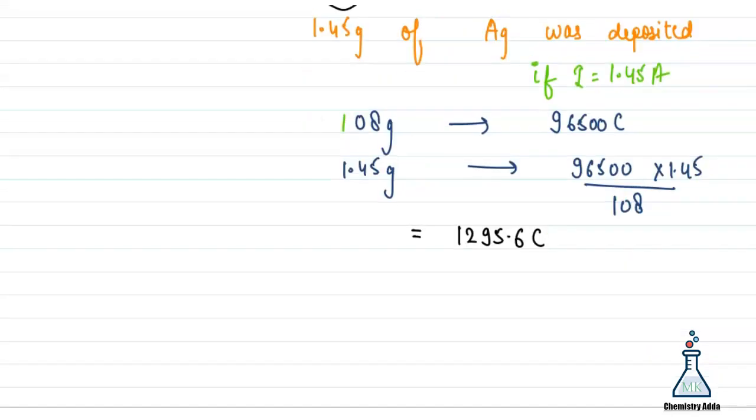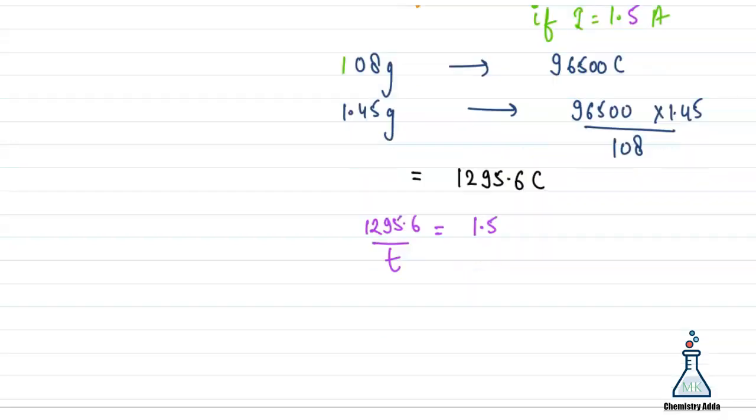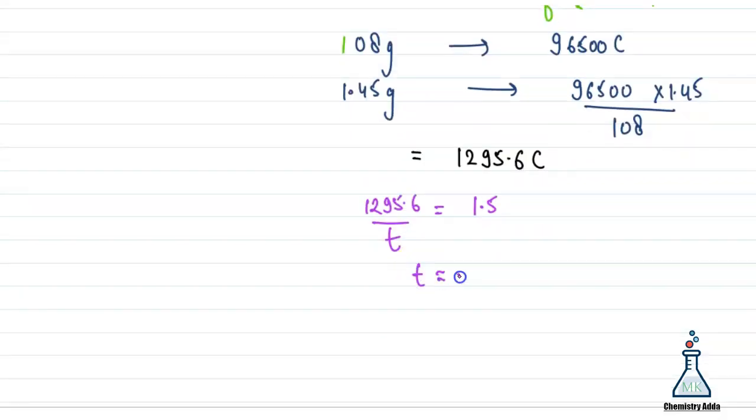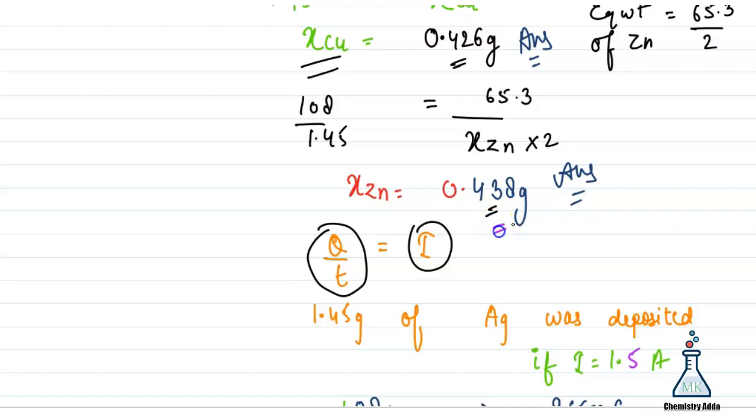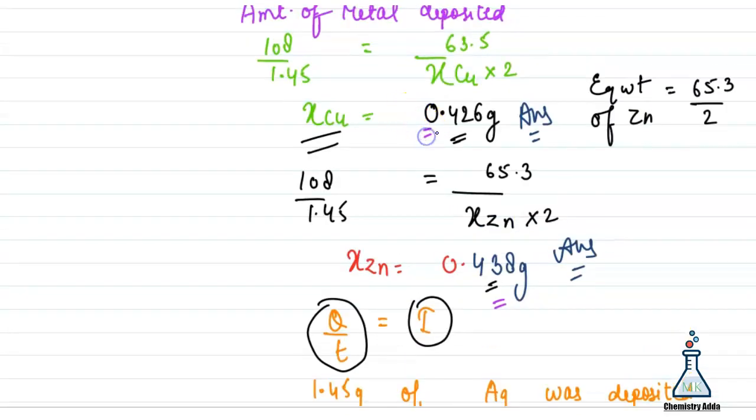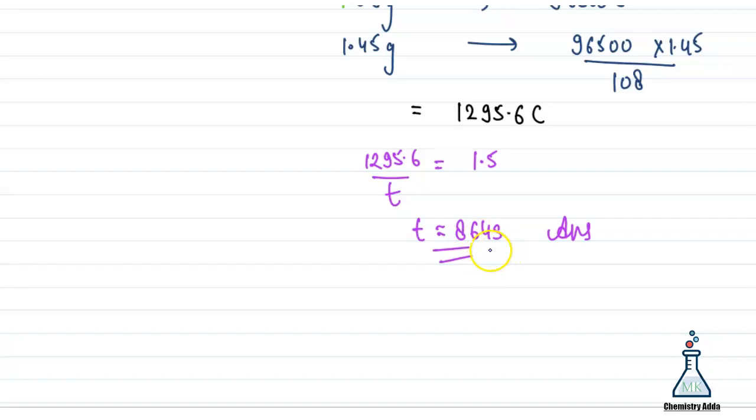Now we know the basic formula that Q upon T is I. We have the value of current to be 1.5 ampere, so we can calculate the value of time. Q is 1295.6 coulomb and I is 1.5, so the time will come out in seconds and will be nearly equal to 864 seconds. So we have calculated the duration of current flow, and we have also calculated the mass of zinc deposited as well as the mass of copper deposited at the cathode. These are our answers for the given question.